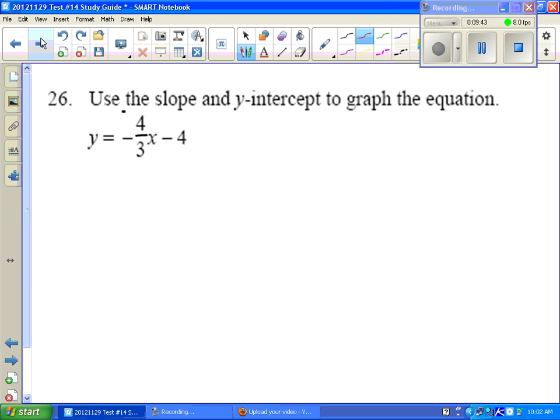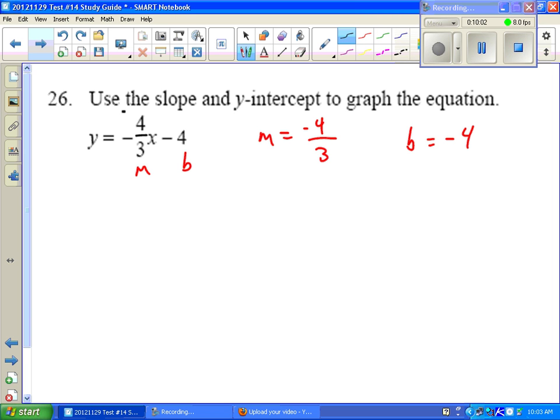Number 26, use the slope and y-intercept to graph the equation. y equals mx plus b. The fact that it's -4/3 is a little tough to see on your paper. That is a -4/3, everybody. So m's value is negative 4 over 3, and b's value is negative 4.